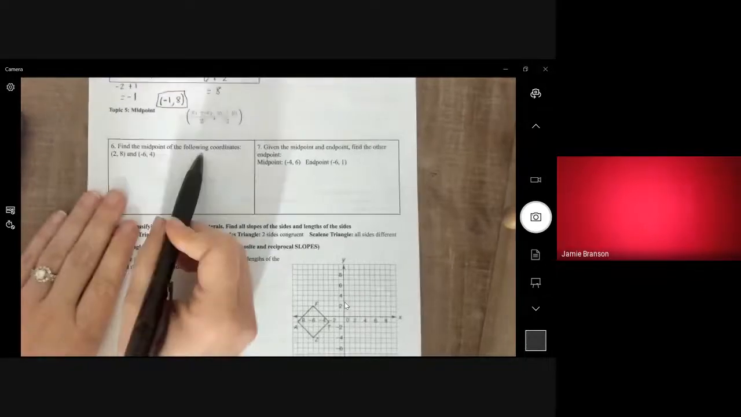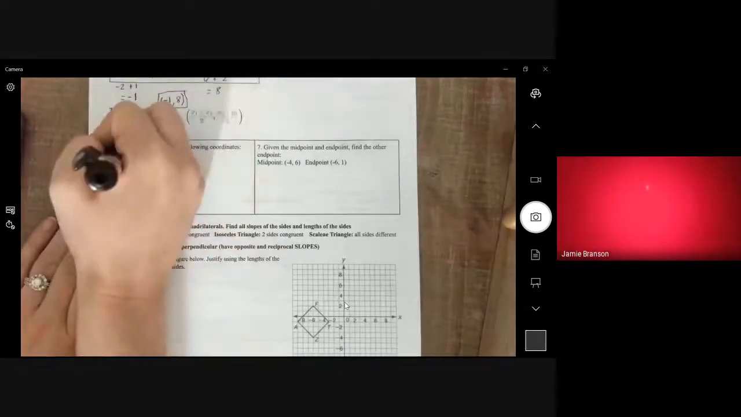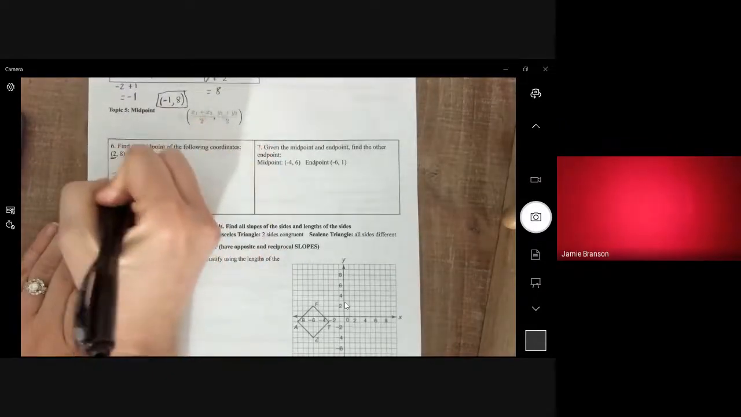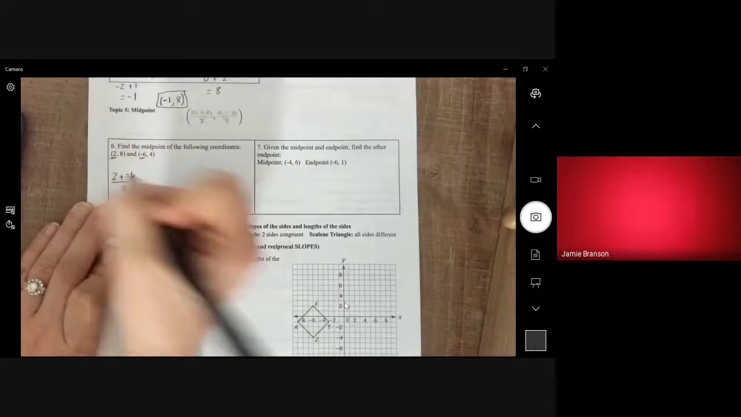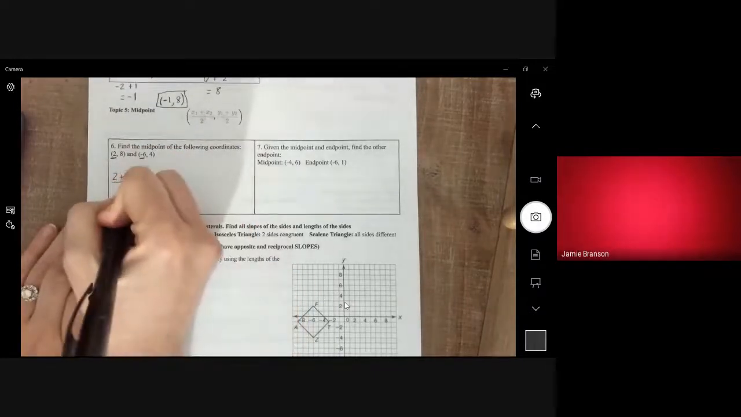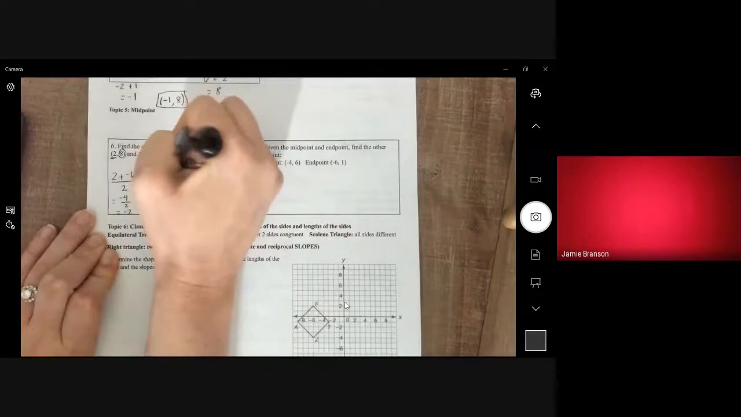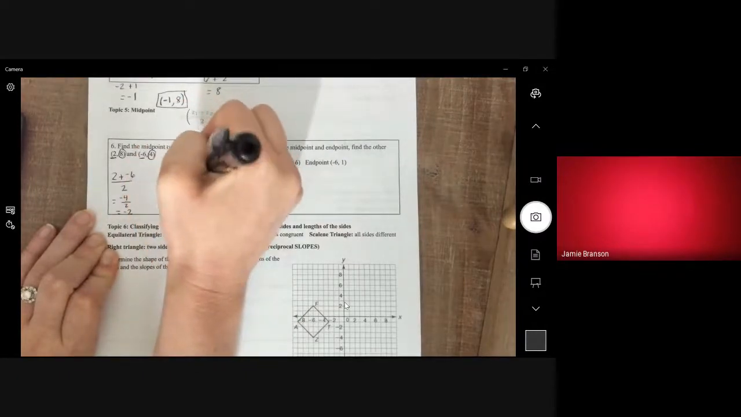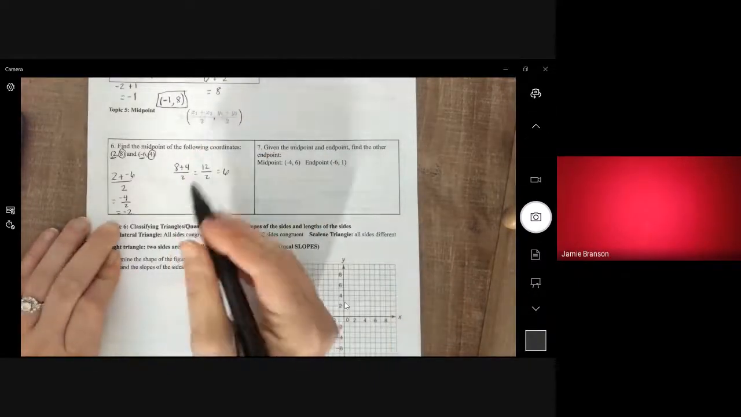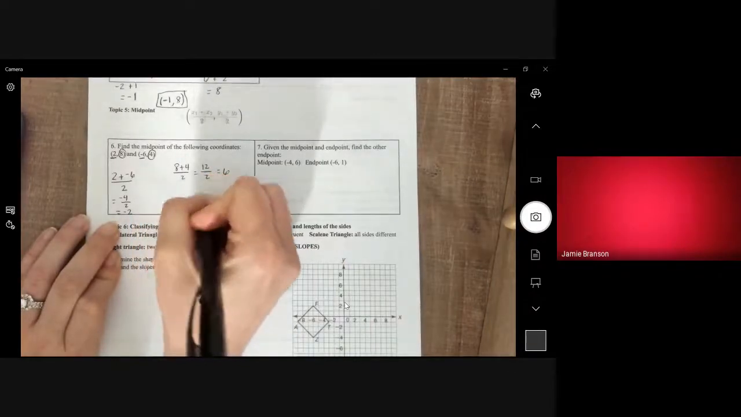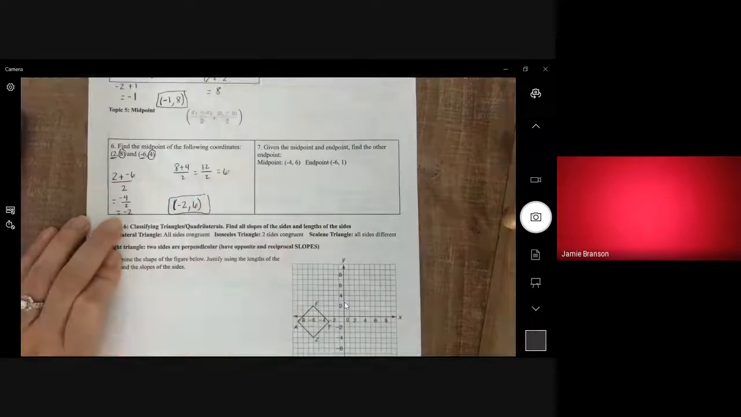So if I want to find the midpoint using the coordinates, we find the average of the x's. So we add the x's and divide by 2. So 2 plus -6 divided by 2. So that gives me -4 divided by 2, or -2. And then we do the same thing with our y values. 8 plus 4 divided by 2. So that gives me 12 over 2, or 6. Okay, and then same thing like with partitioning, we write that as a coordinate. So it'd be -2, 6. Your x and then your y.